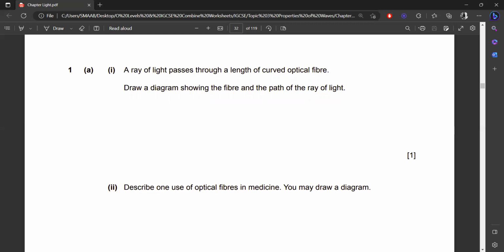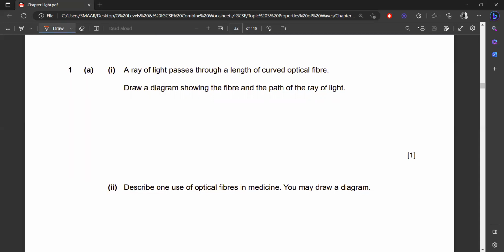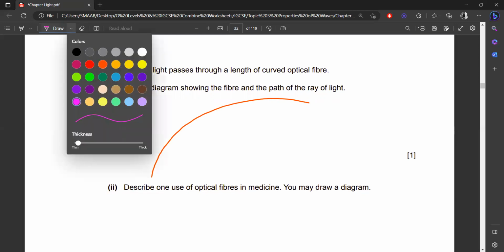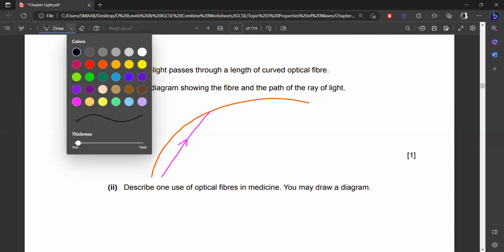So with reference to total internal reflection, let's suppose for optical fiber, we have a curved optical fiber over here, and we have to reflect light internally in the optical fiber. And for reflection, we know that the angle of incidence is equal to the angle of reflection, right? Yes. So let's suppose light is moving with a certain angle. So let's suppose the normal line is over here.